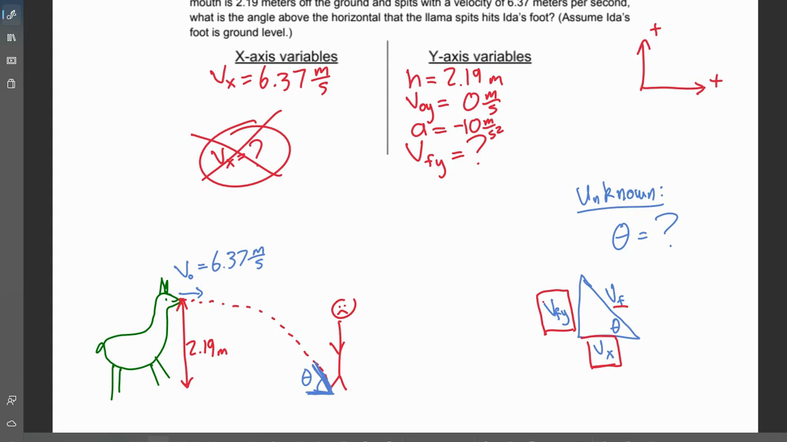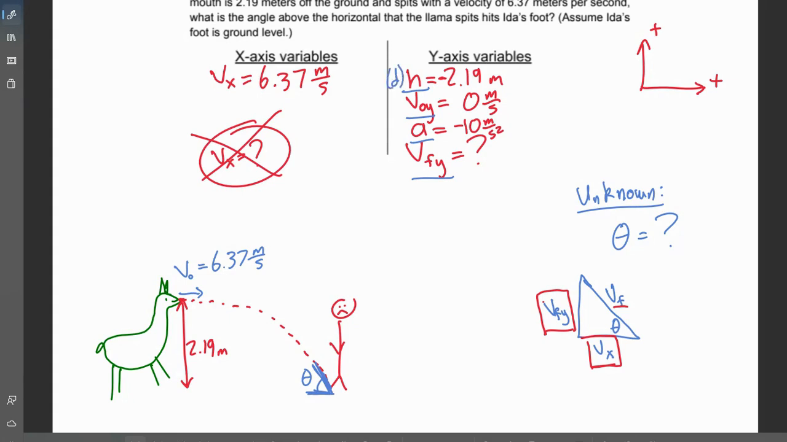So our height here, this is our displacement in the y-axis. So this actually is going to be negative 2.19 meters because it starts high and it ends low. So now using our motion equations here, we have v final, v initial, acceleration, and height. Remember, height is analogous to distance. It's just for the other axis.